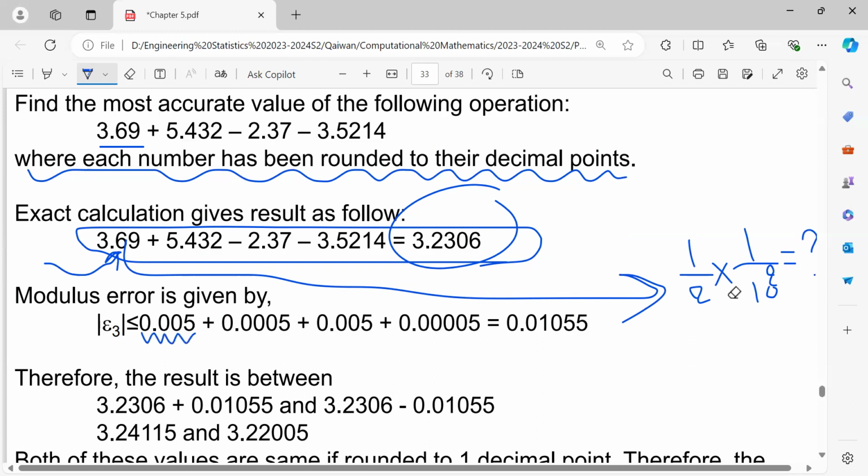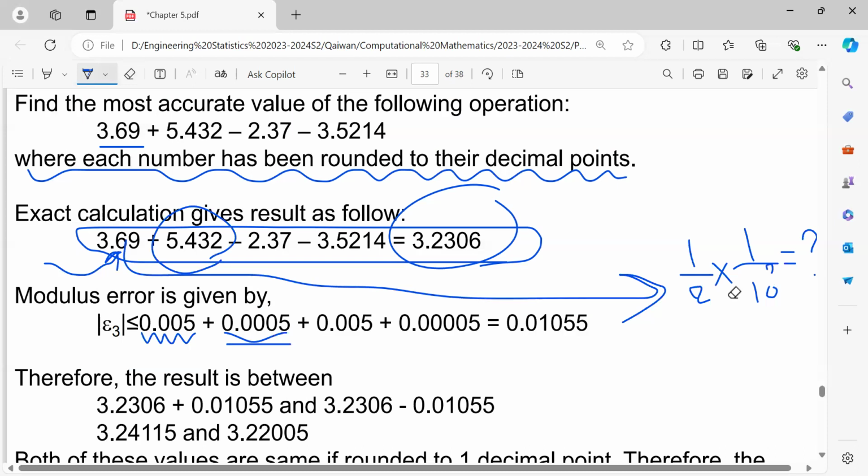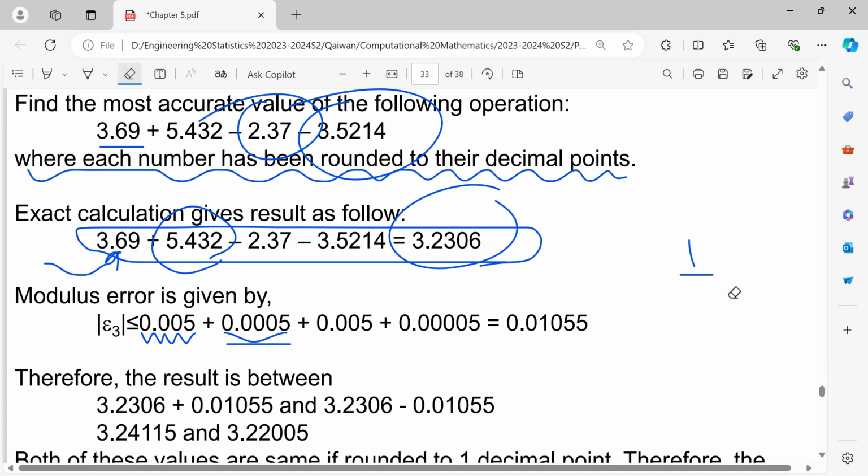Okay, for the second one, this squared becomes power 3, and it becomes power 3 for the second. For the third it is 2, as we have 2 decimal points for the third one. And for the fourth one it is to the power. Okay, that's it. It's how to find the modulus error we studied before in the previous slides.